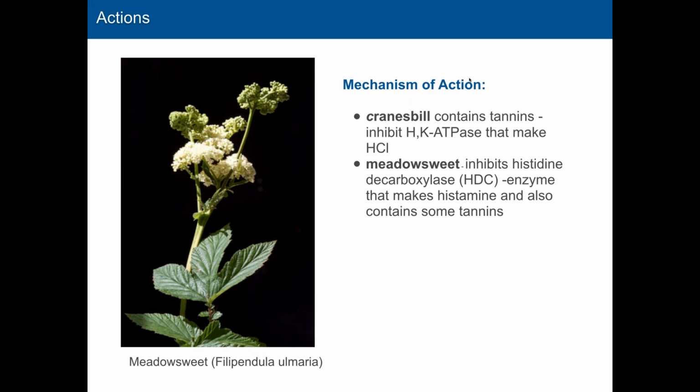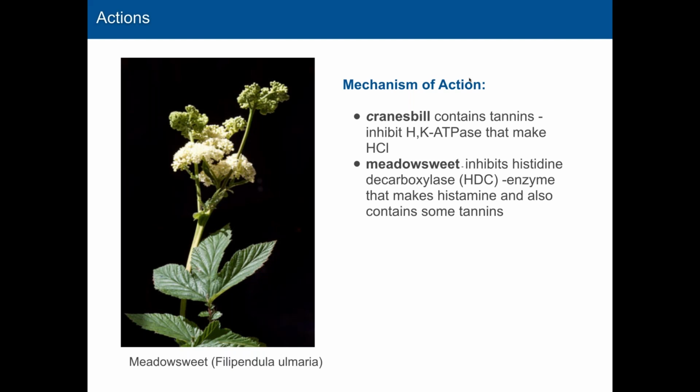And so that's one way they work. Meadowsweet does have some tannins, so it may work that way as well. But another thing it does is it appears to inhibit an enzyme called histidine decarboxylase. Histamine is a secondary messenger for making stomach acid. Some of the acid blocking drugs are called H2 blockers, and they suppress stomach acid by blocking the histamine receptors that are involved in signaling the production of stomach acid through the hydrogen potassium ATPase enzyme.